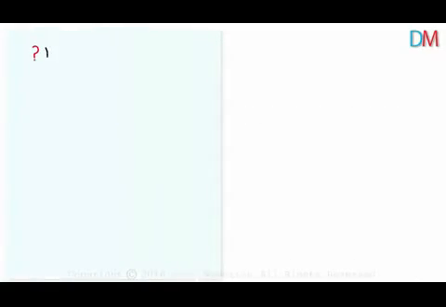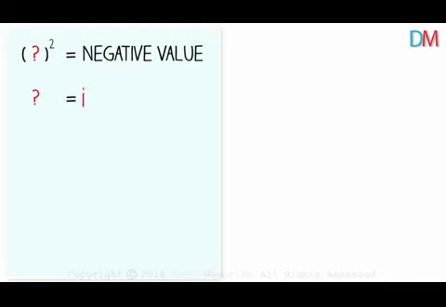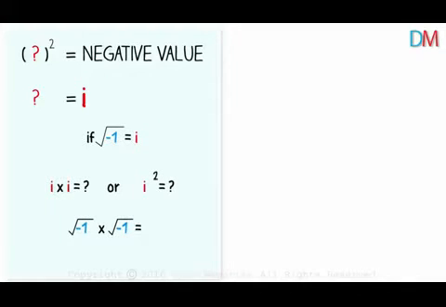Can you think of a number which when squared results in a negative number? Yes, it's i. If the square root of negative 1 is i, what is i times i, or i squared? It is root negative 1 times root negative 1. That gives us negative 1. There you go. We got a negative number by squaring a number.